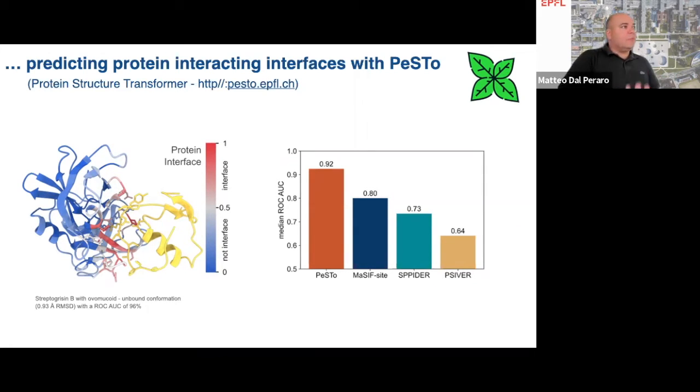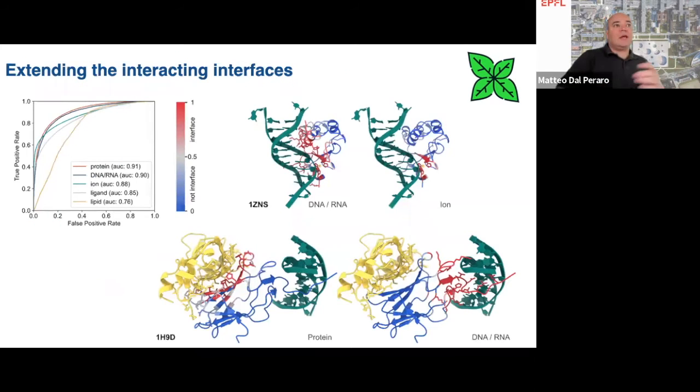So the nice thing about this model, as I told you, so we wanted to keep it simple, is that we can retrain it not only to discover protein-protein interfaces, but also interfaces of protein with other biomolecules like nucleic acids, ions, ligands, lipids, and all sorts of different things. And here you see some relevant cases where, for instance, for this transcription factor, we can really nicely predict and discriminate the interface for the DNA on one side and the zinc ion on the other side.